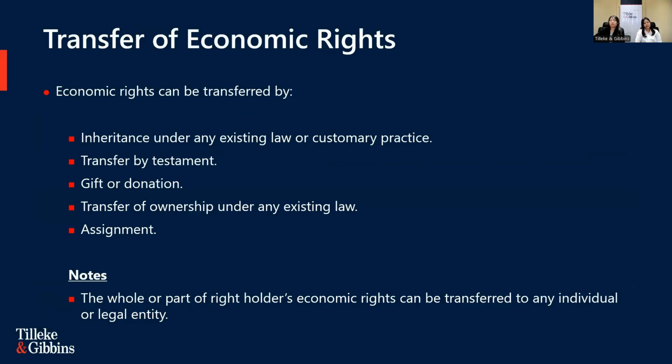In addition, under the new copyright law, the right holder can transfer their economic rights to any individual or legal entity. Under 5(b), they can be inherited under any existing law or customary practice, transferred by testament, gift, donation, transfer of ownership under any existing law of Myanmar, or by way of assignment. The whole or some part of the right owner's economic rights can be transferred.